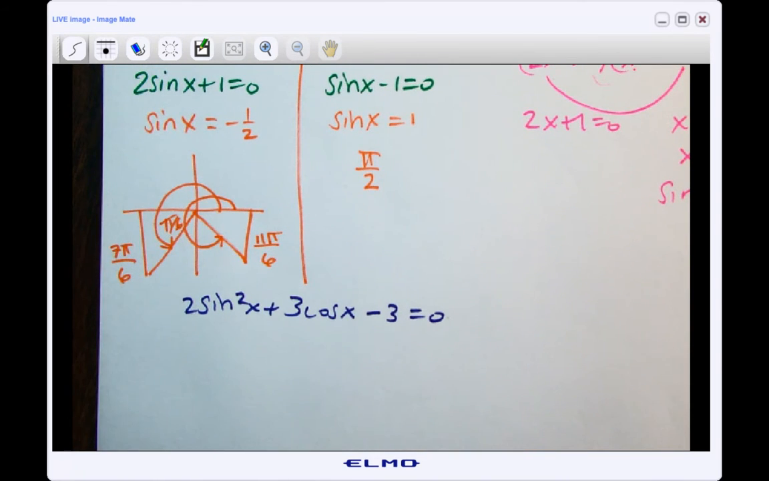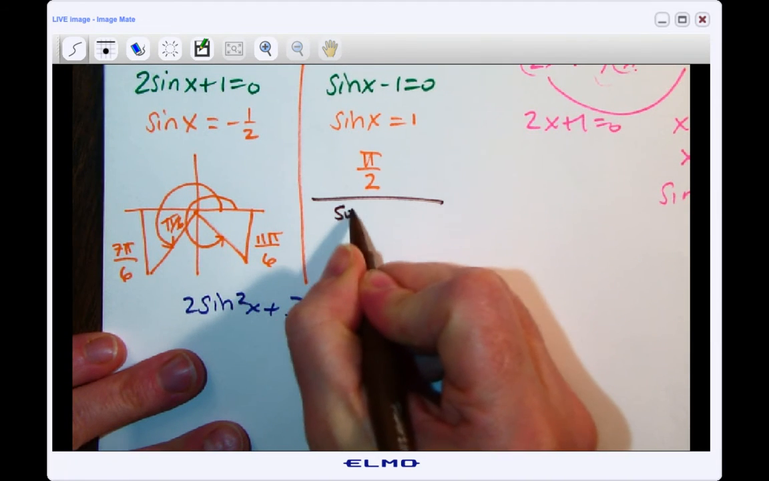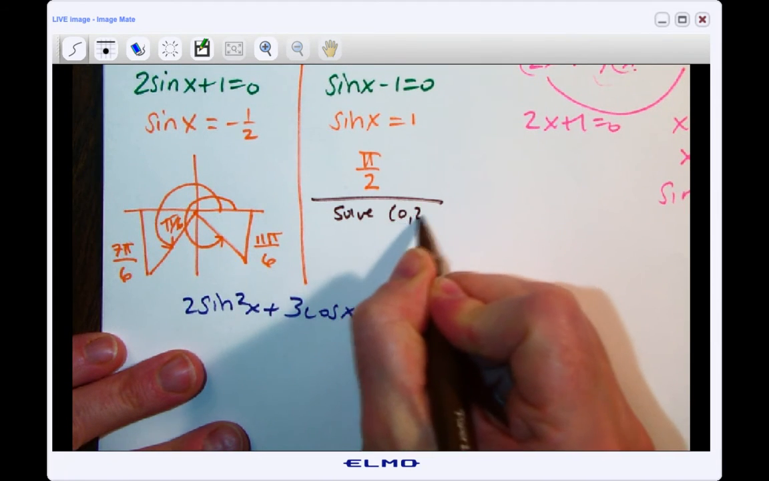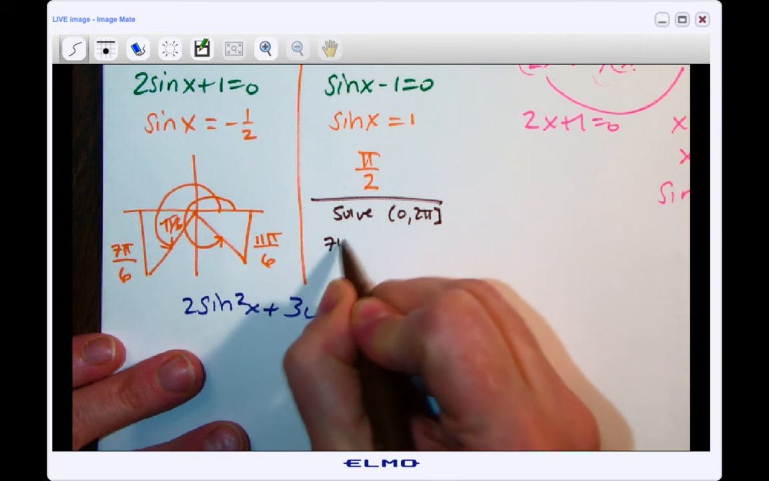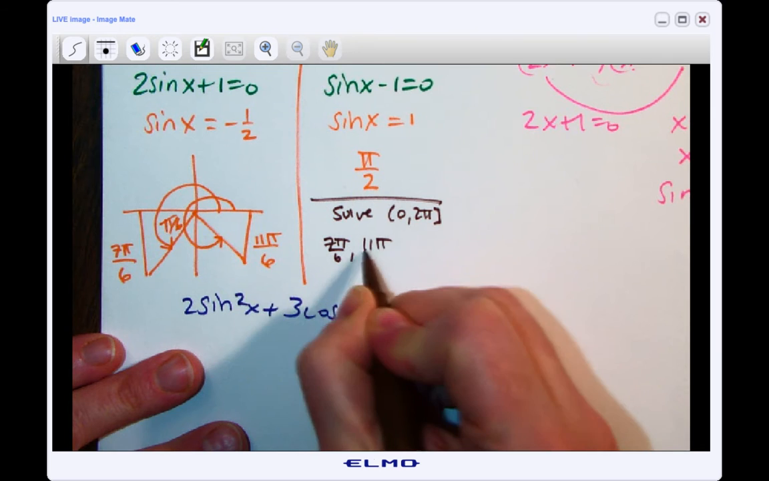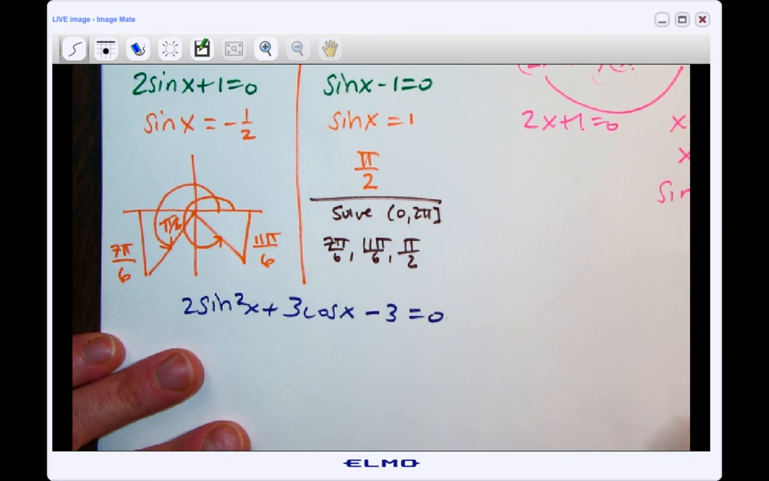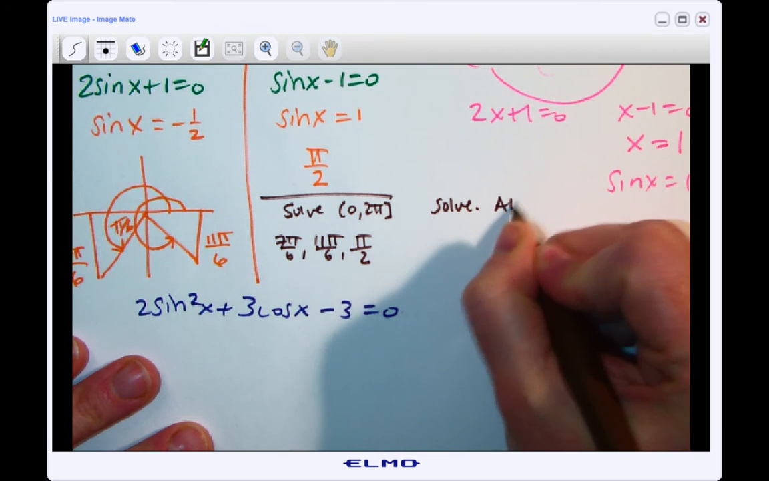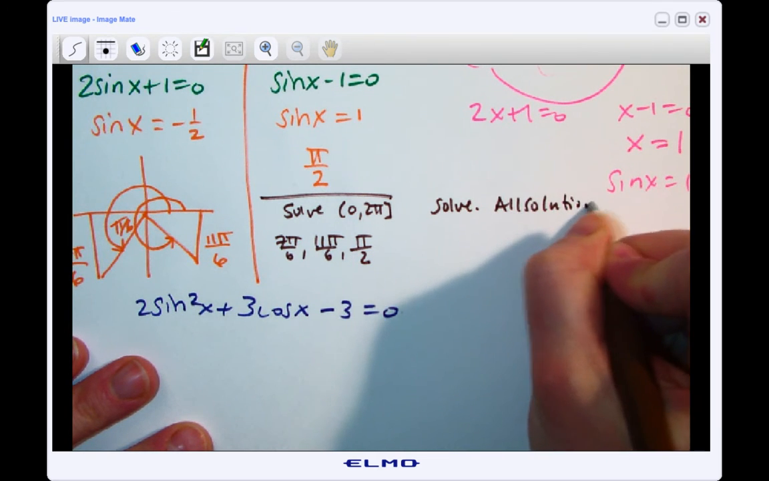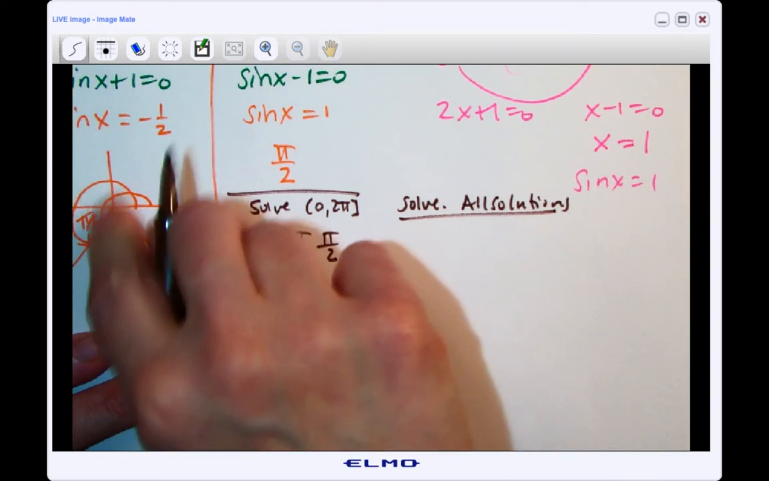So once again, just like in the last video, if they asked us between 0 and 2 pi, then the three angles I'm looking for are 7 pi over 6, 11 pi over 6, and pi over 2. Those would be my three angles between 0 and 2 pi. If they just said solve, or they said all solutions, something like that, then what would I need to do? I need to describe all the coterminal angles.